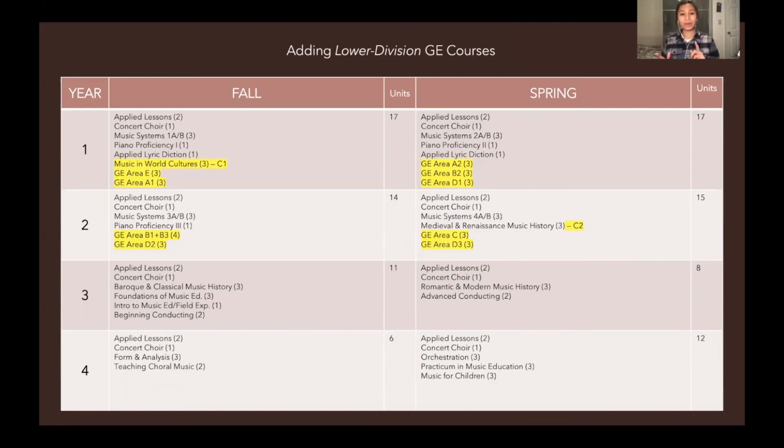So like I said, we're going to add our lower division GE courses first. In fall year 1, you are most likely going to be signed up automatically for Music and World Cultures, which will fulfill your C1 requirement, and a GE Area E course. Regardless, don't be freaked out. Everything is okay. You can fill in the rest of your GE requirements in the other semesters. Since this is just a sample 4-year plan, I front-loaded the GEs so that there is more room for major classes in our next step.